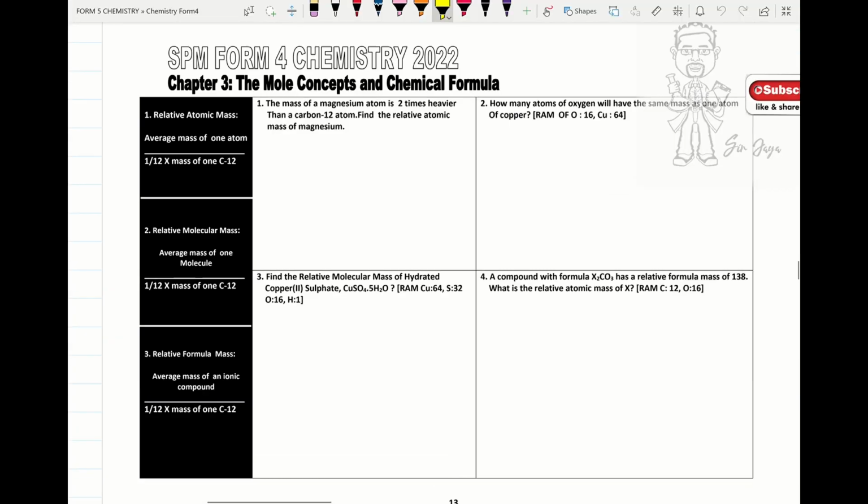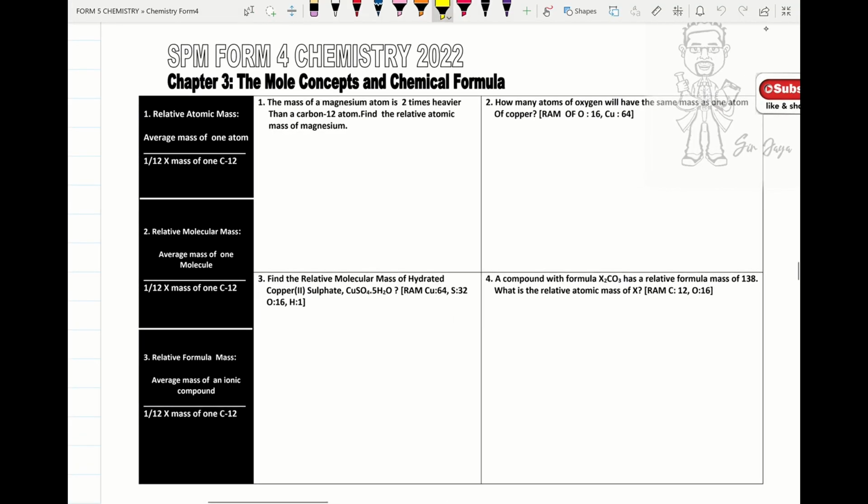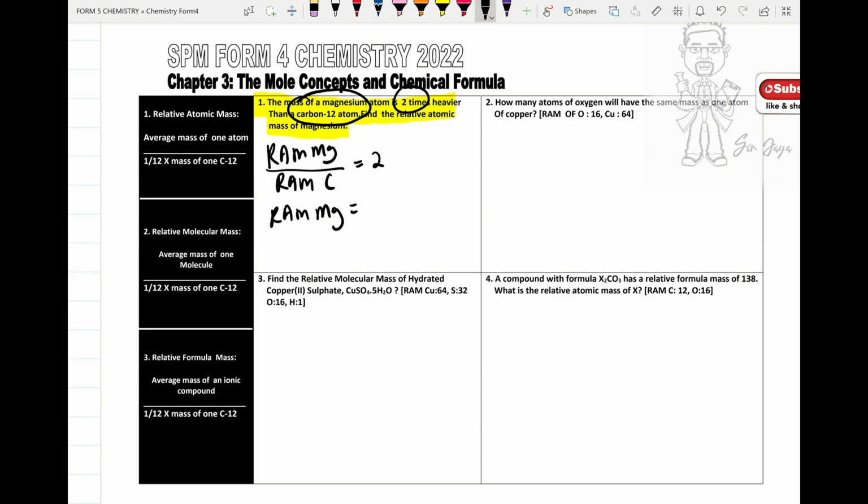All right, so we now look at the questions. We try to do the first question. The mass of a magnesium atom is 2 times heavier than the carbon atom. Find the relative atomic mass of magnesium. So we put RAM of magnesium divided by the RAM of carbon, it will be 2 times heavier. To find the RAM of magnesium, we do 2 times the RAM of carbon. Please remember the RAM of carbon is 12. So 2 times 12, that will be the answer, 24.